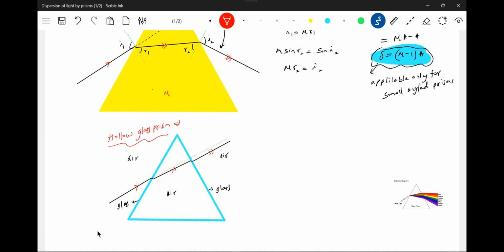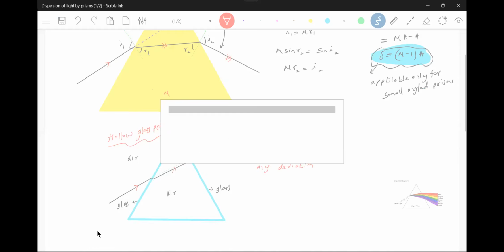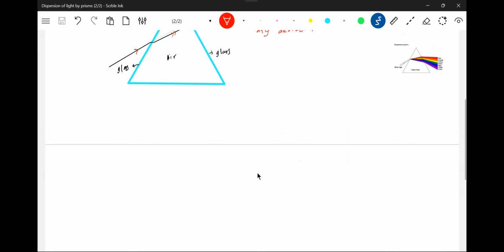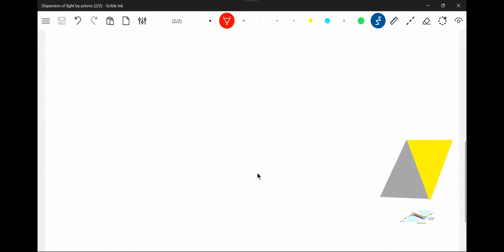That was a small angle prism, and this is a hollow glass prism. So what is the conclusion? A hollow glass prism will not produce any deviation. Small angle prism: what is the deviation produced by it? Mu minus 1 into A. Then the hollow glass prism will not produce any deviation. Next we'll go for the dispersion idea.